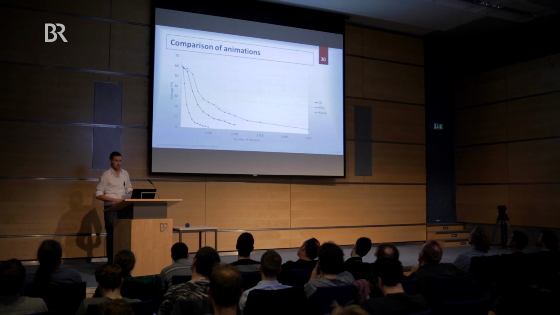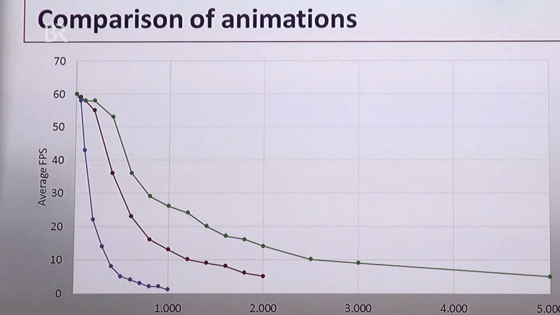And the last thing is animations. I compared CSS with HTML and WebGL. Here you can see on the y-axis the frames per second. They should be more than 20. If you're under 20 frames per second, the animation is not good for the user. It doesn't look perfect, it's a little bit in steps. So you should be over 20.